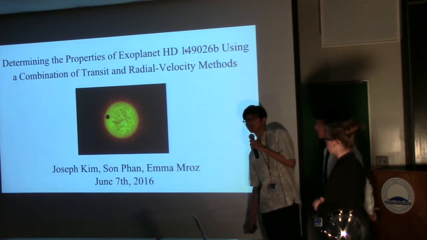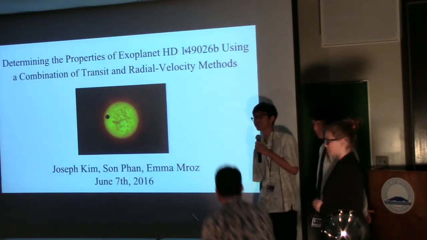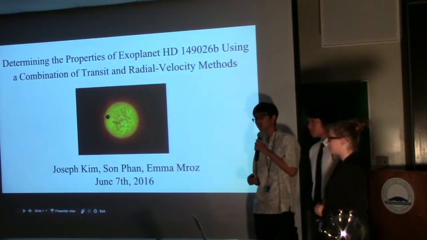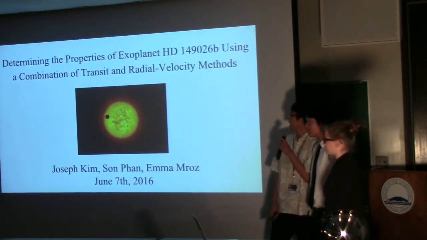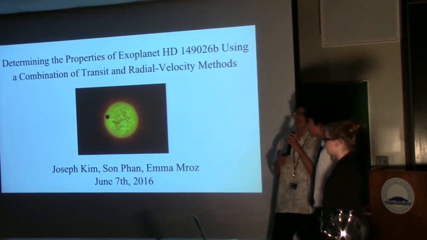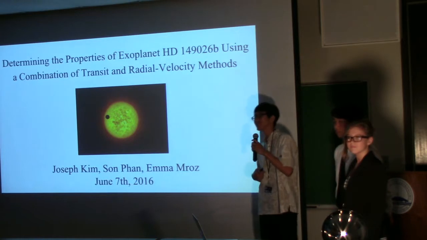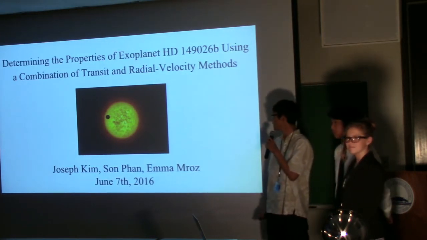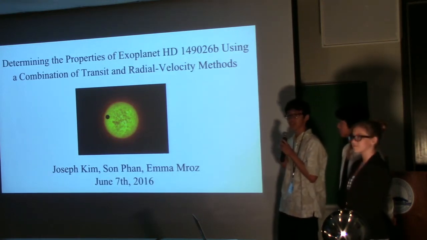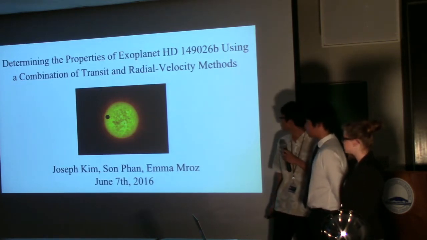So the previous group talked a little bit about the background information on exoplanets, but I'll repeat it because you might have forgotten. What is an exoplanet? It's a planet that orbits a star outside of our solar system. And how common are exoplanets in our universe? A little more than 50% of the stars in our universe have one or more exoplanets orbiting around them. Different methods of detecting exoplanets are the transit photometry method, the radial velocity method, the gravitational lensing method, and direct imaging.